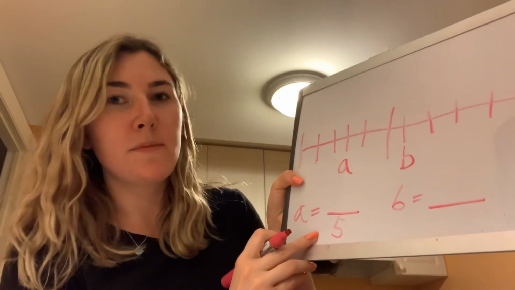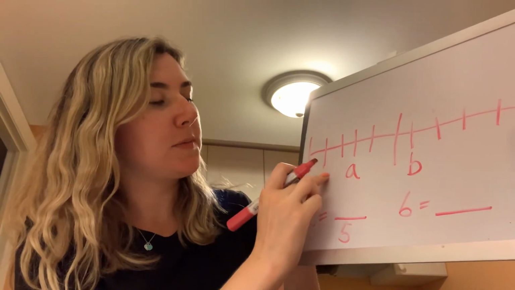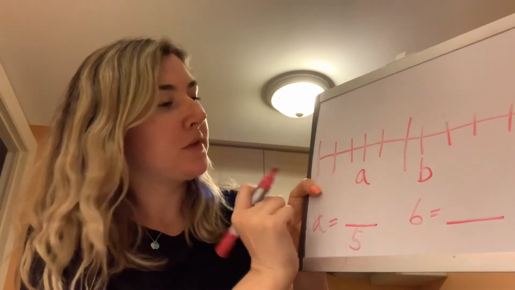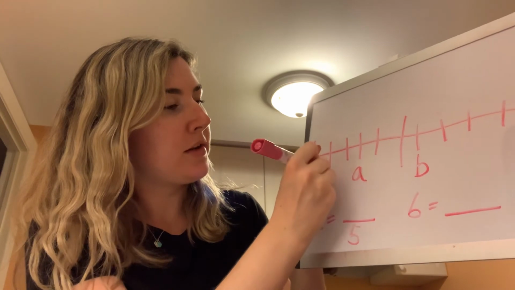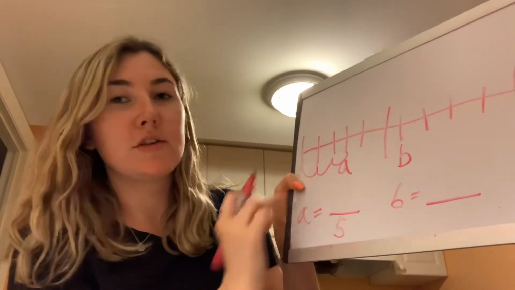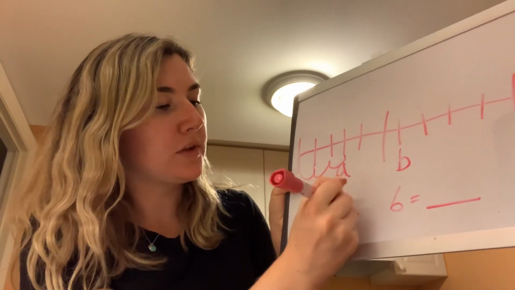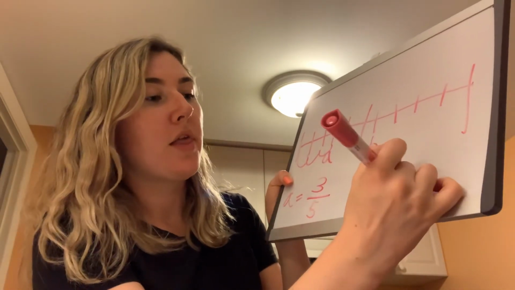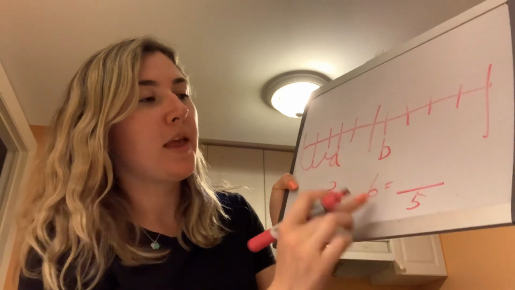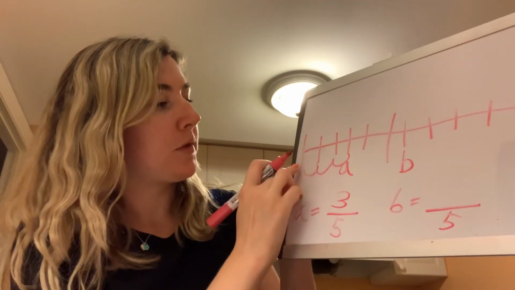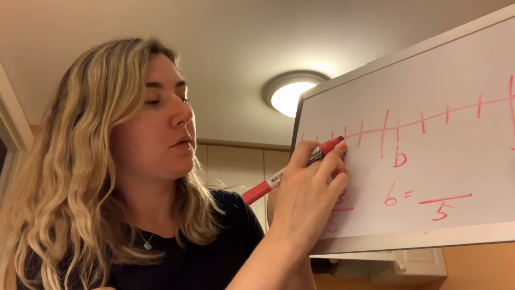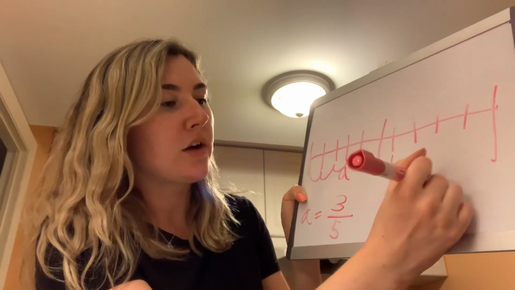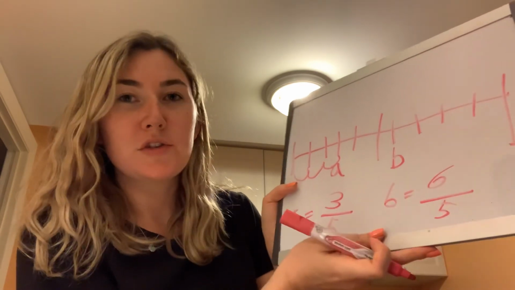Now to find our top number, all we have to do is count the spaces that would be shaded for A. So let's do that now. We have 1, 2, 3. So for A, the top number is 3. Now let's do B. We know the bottom number is 5. Now let's count for the top number. We have 1, 2, 3, 4, 5, and 6. So 6 will be our top number. So those are the first 2 fractions.